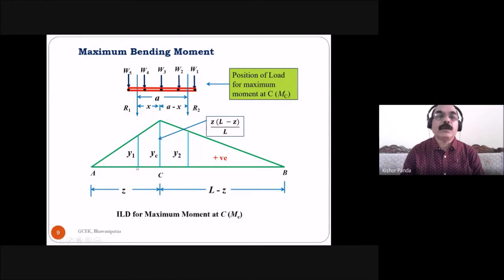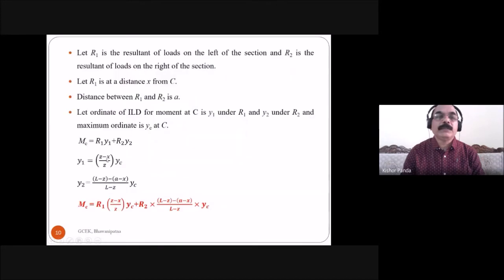How will you find out this Y1? This is one triangle and this is another triangle, so by taking the two similar triangles, you will find out the value of Y1. YC by Z is equal to Y1 by Z minus X, because this is Z and this is X, so from this to this is Z minus X. From this relation, we get Y1 is equal to Z minus X by Z into YC.